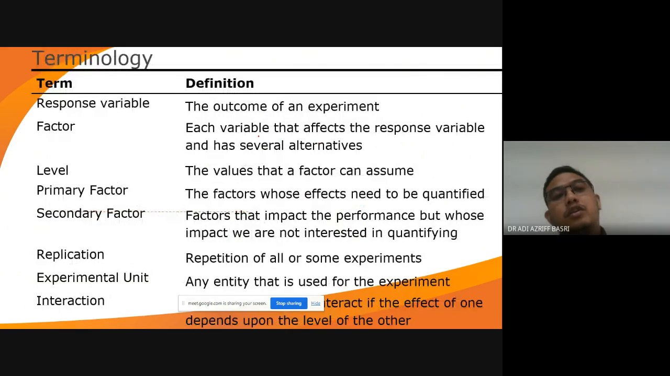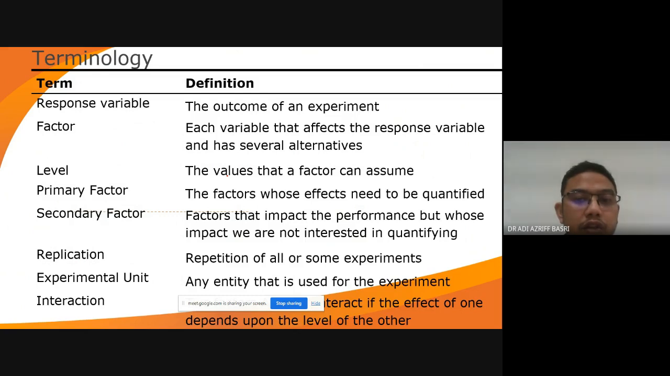Okay, these are the terminologies that you will face. One is the response variable, which is the outcome of an experiment. So what is your outcome? The result. Factor: each variable that affects the response variable and has several alternatives. What are the factor effects? Remember the introduction of DOE. The factor will affect the response, and so on.